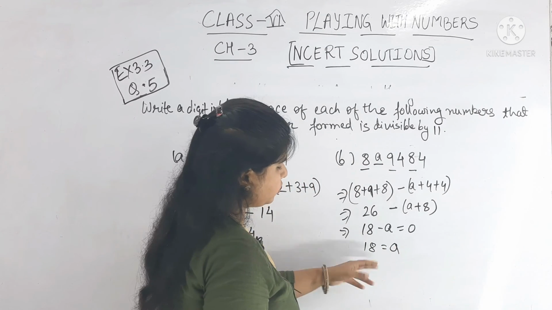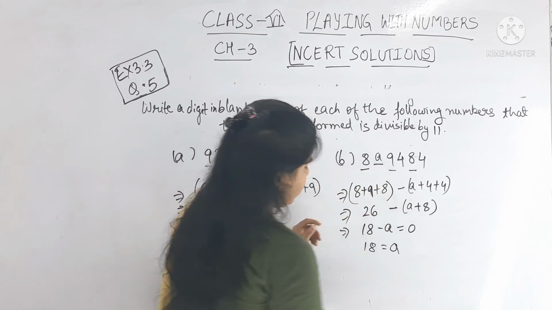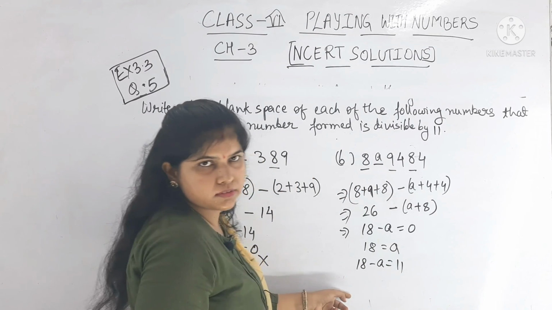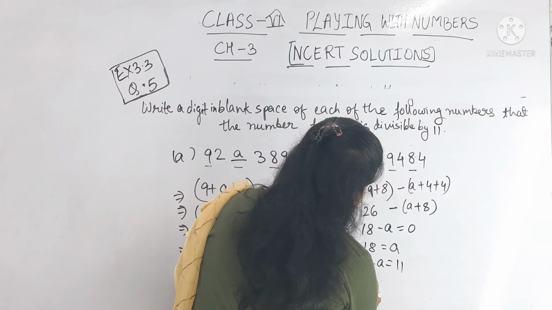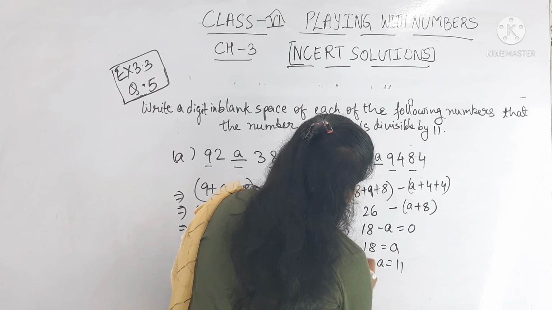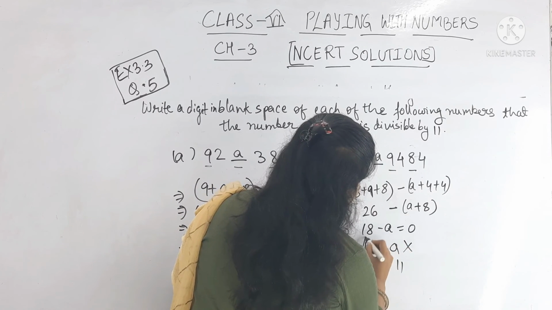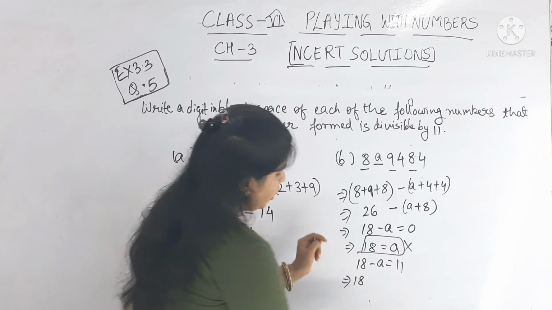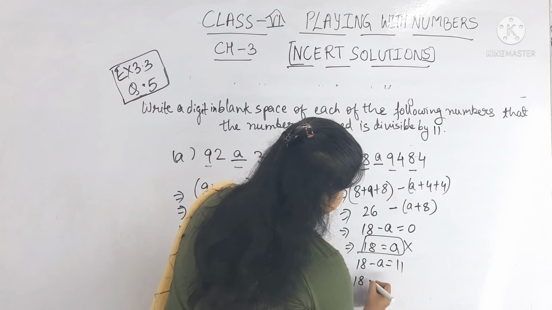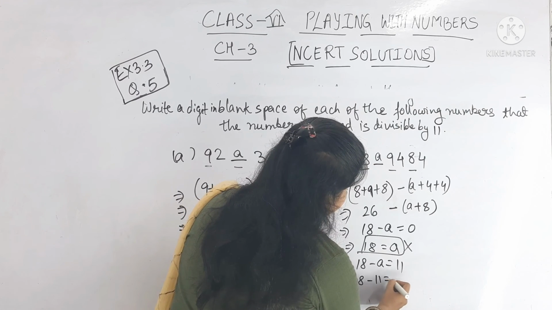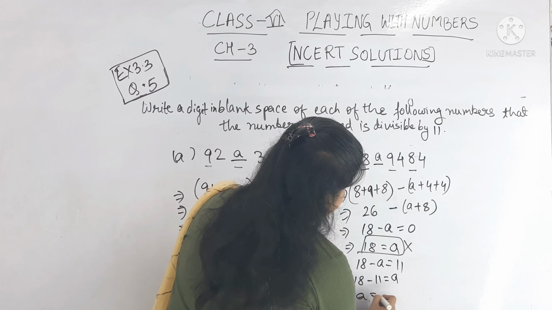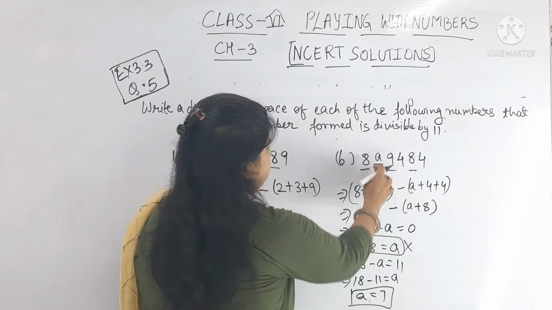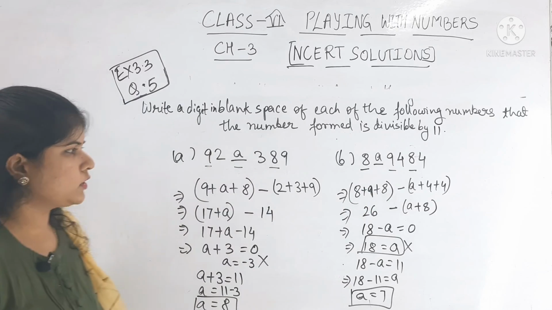A equal to 18. So a 2-digit number I can't fill it. So here what I will do? I will equate with 11 for divisibility by 11. So here 18, that is not possible because it is a 2-digit number. I have to fill a 1-digit number. So here 18 minus A equal to 11. 18 minus 11 equal to A. So I am getting A equal to 7. So 7 is the right answer for this blank space.